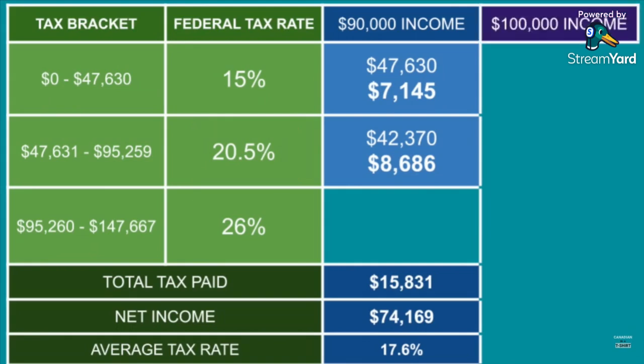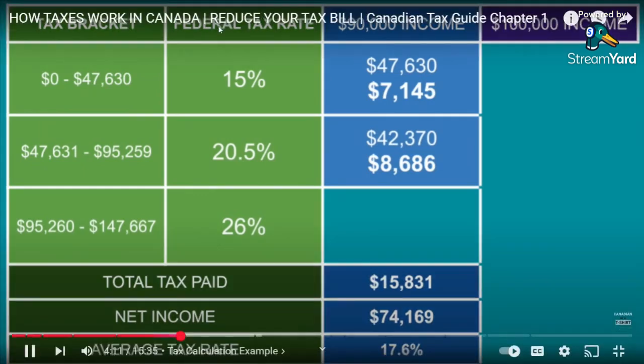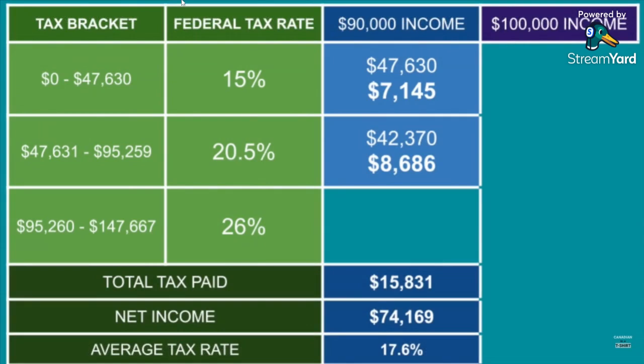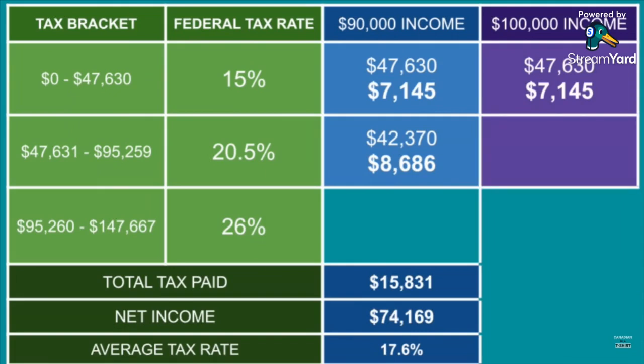Let's say we earn an extra $10,000, and so our income is now $100,000. As before, we start by completely filling up the first tax bracket. So we pay the same $7,145 in taxes for our first $47,000 of income. But now we completely fill up the second tax bracket as well.